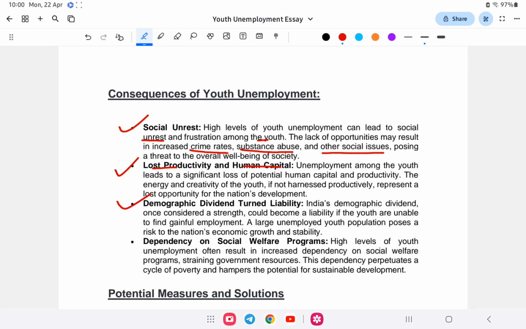Next, demographic dividend turned liability. Demographic dividend means the number of youth in a population, the number of youth aged 15 years and above.